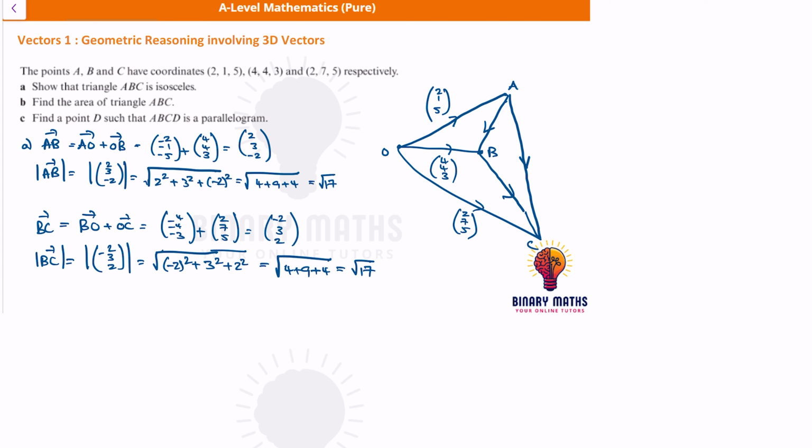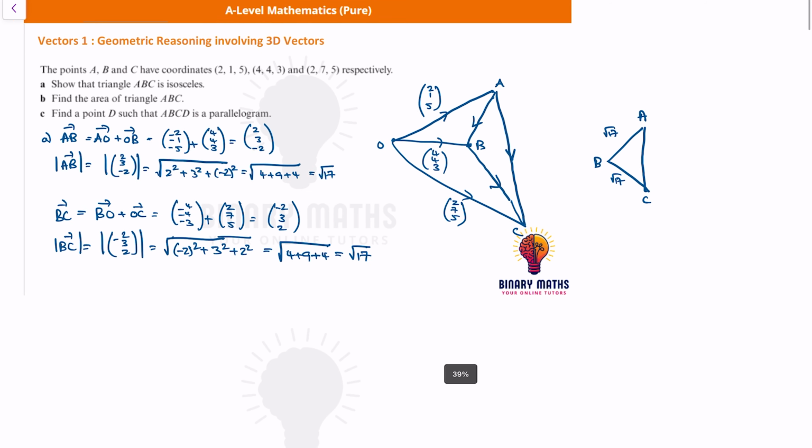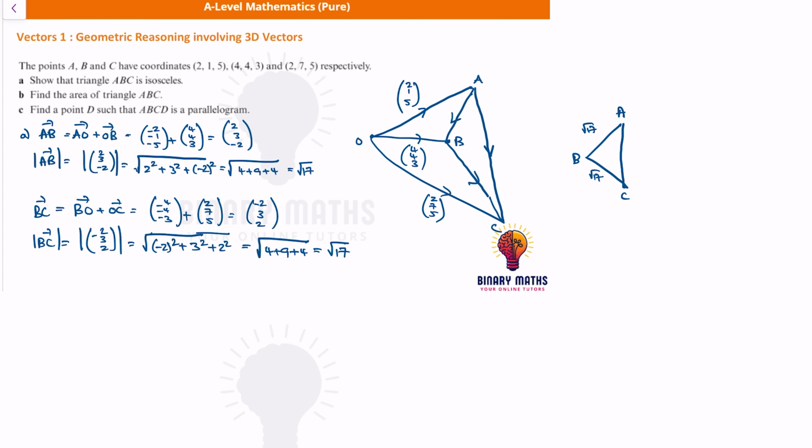So we just found A to B and B to C. If I were to draw it out again, I labeled it wrong. This is A, this is B, this is C. And what I've just worked out is A to B is square root of 17 and B to C is square root of 17. So now all I need to prove that it's isosceles is show that A to C is not square root of 17. So I have to work out A to C now.